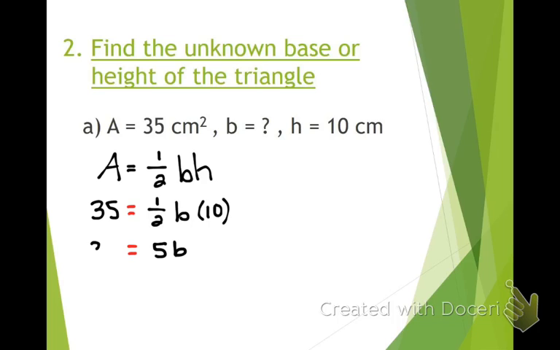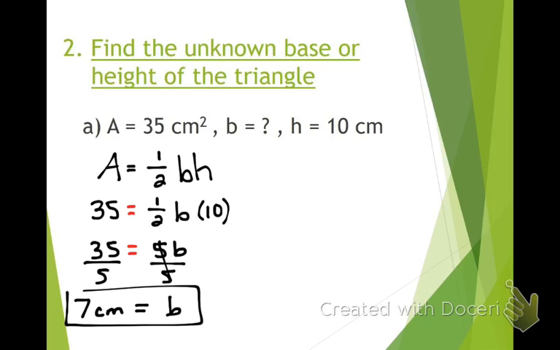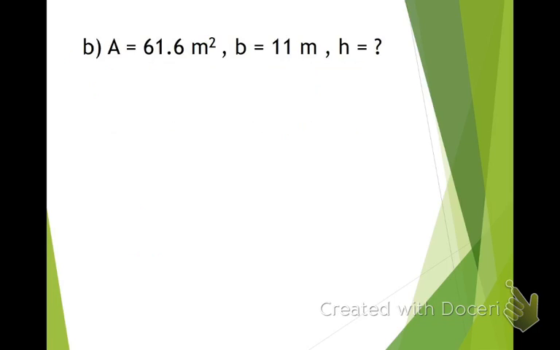All right? Your whole goal is to solve for that variable. You want to get that variable by itself. How do I get B by itself? Divide by 5. Okay? So I'm dividing by 5 on both sides. What is my base? Okay? 7 centimeters. Should it be centimeters squared? No. You only square the units when you're doing the what? Area. So your answer for the base is 7 centimeters.